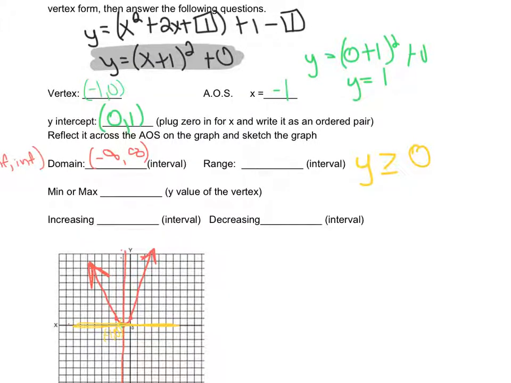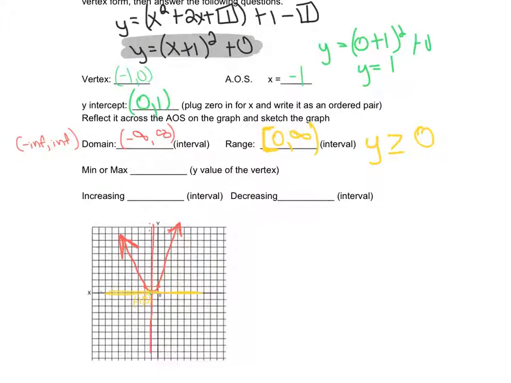So let's think about what that means. That means that I'm going to have a starting point of 0 and everything greater than that, and there's an infinite amount of values greater than that. So we would put 0, infinity. And that 0 has a bracket, not a parentheses, because it includes 0. And if we look at it, it has a minimum value. It's got a low point, which means we're going to have a minimum at y equals 0. That horizontal line is the breaking point. It's at y equals 0.